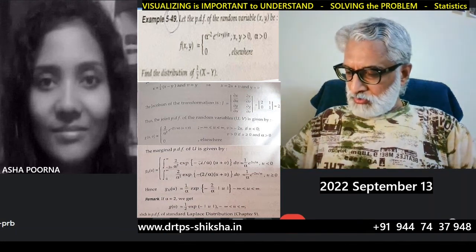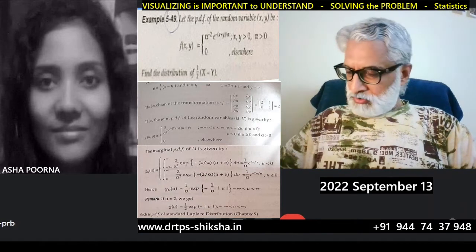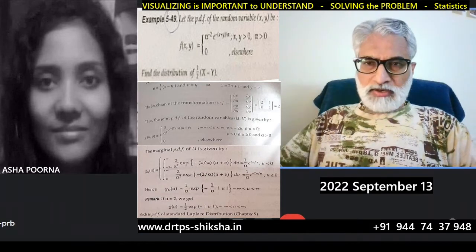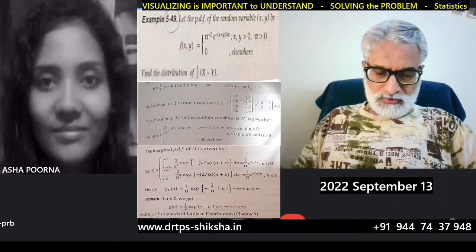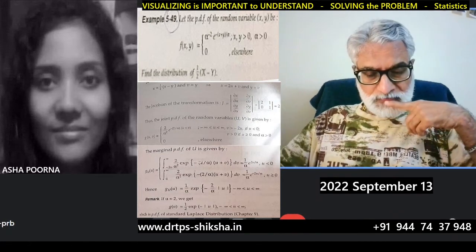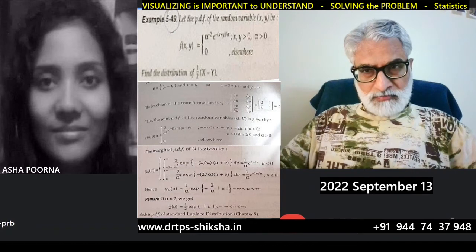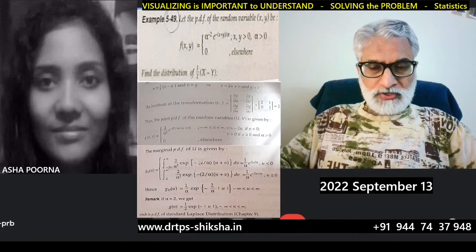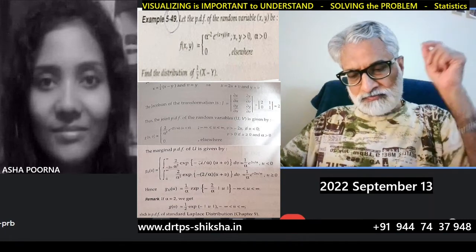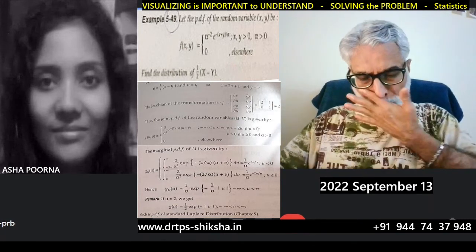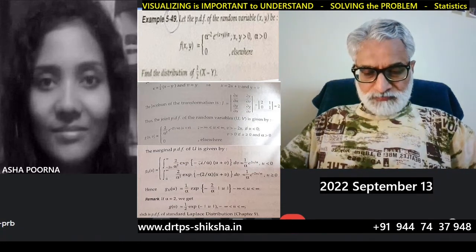Let the probability distribution function of the random variable x, y. Probability distribution function, let us slice the bread, probability density function. And if you take the whole log of the bread, then that becomes the probability distribution function. It should be a joint probability density function of u and v. Okay. So g of u is equal to some function.